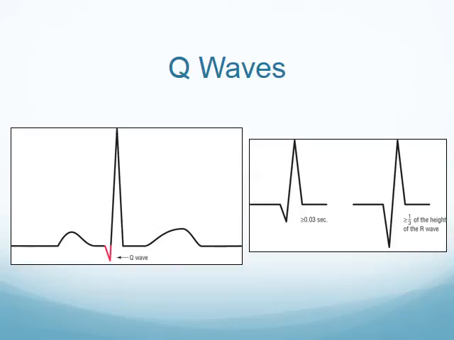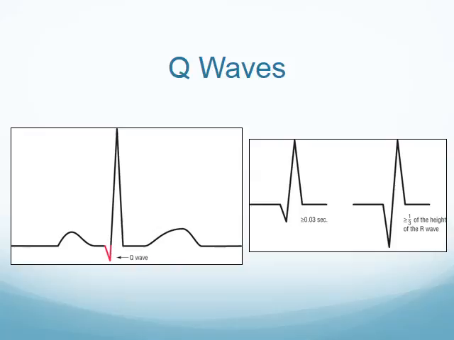Speaking of Q waves, if you look at the picture on the right, the Q wave says greater than or equal to 0.03 seconds, and greater than or equal to 1/3 of the height of the R wave. The reason I have this in here is that when we get to talking about ischemia, infarctions, and necrosis of muscle tissue, we'll learn that a Q wave is actually indicative of some type of old injury. So it's important to keep in mind that we can have non-pathological Q waves. We can also have pathological Q waves.